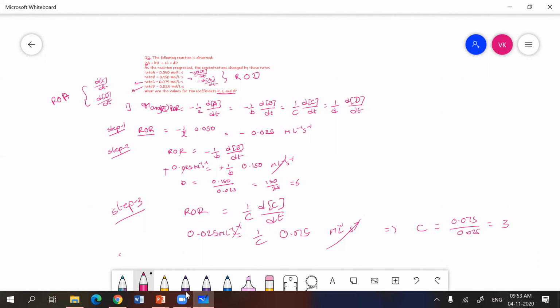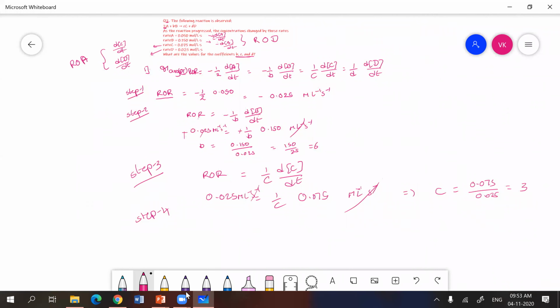Next, similarly, you find the next constant value, that is the D value. How can we find the D value? Rate of reaction is equated to the last term, that is 1 over D, change in concentration with time. Substitute rate of reaction 0.025 moles per liter per second, equal to 1 over D times this last value, 0.025 moles per liter per second. So the units cancel and both of them are the same. So the D value becomes 1.